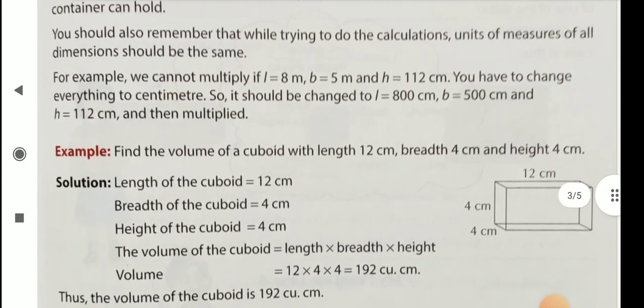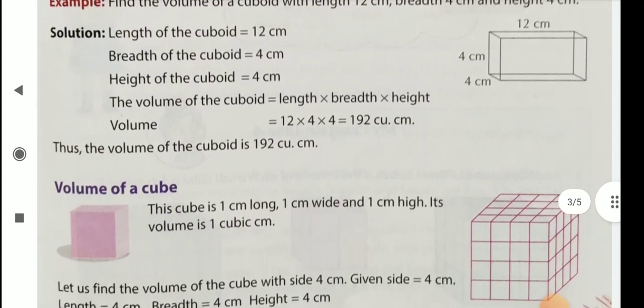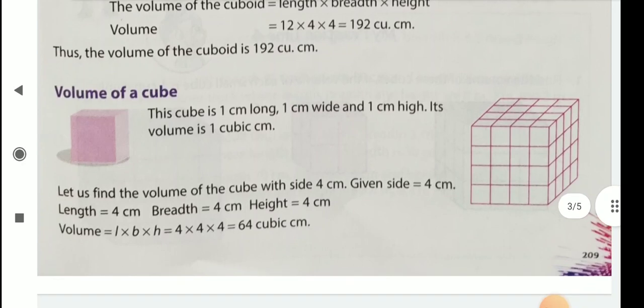Then, examples you see. Find the volume of a cuboid with length 12 cm, breadth 4 cm and height 4 cm. Here length, breadth and height is given. Just we multiply 3 things, then we get the volume of a cuboid. Then comes to volume of a cube.